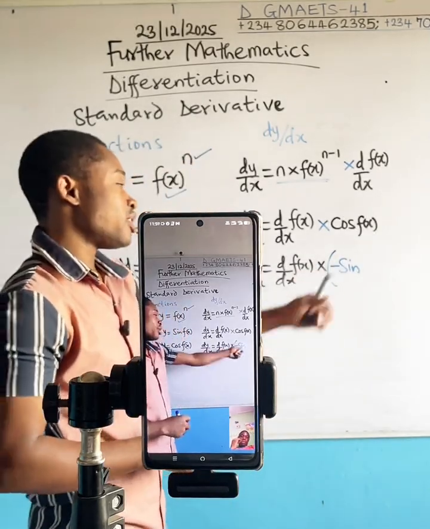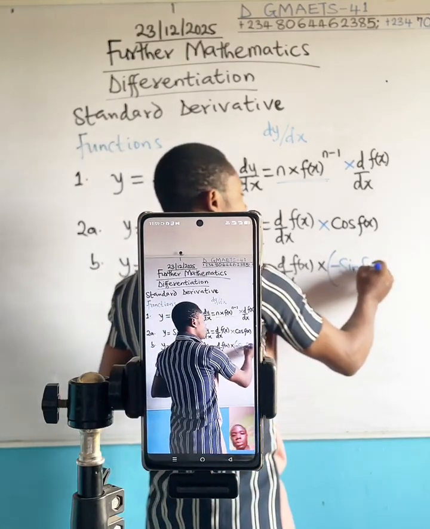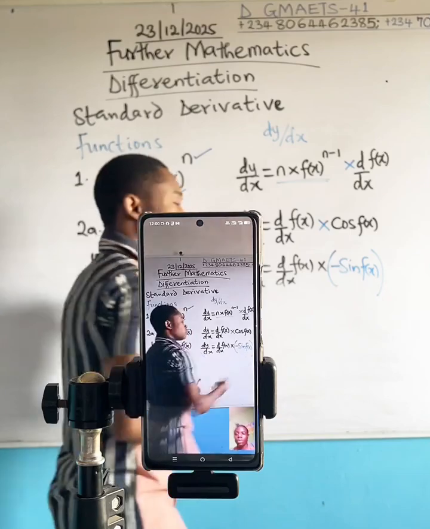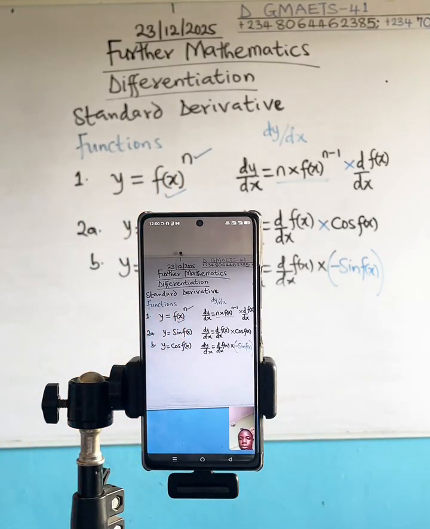What will be the argument in front? The original minor function, f of x. That is the standard derivative of cos f of x. Do you understand it? Yes, sir.